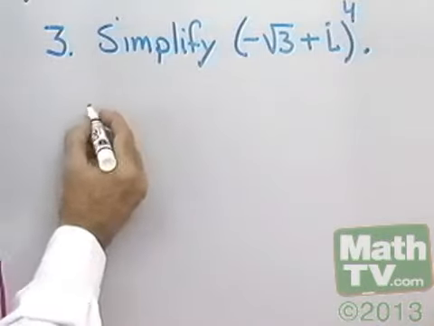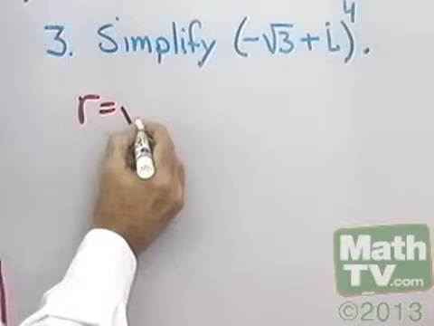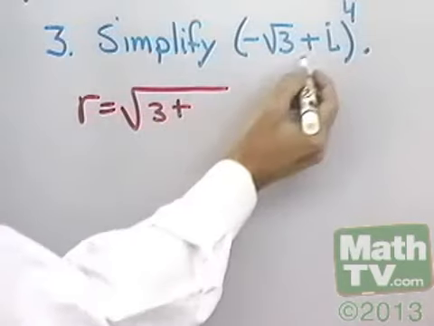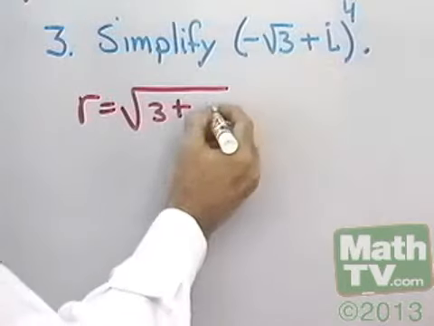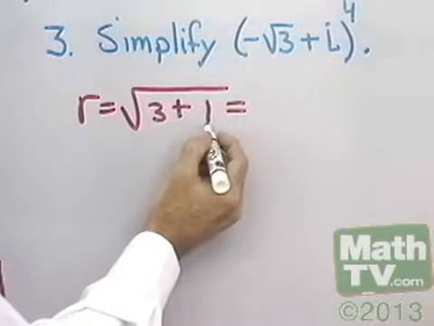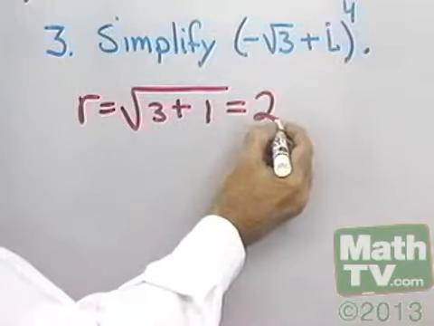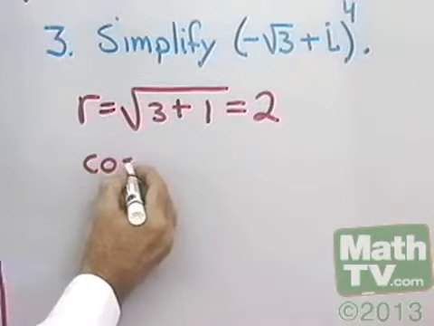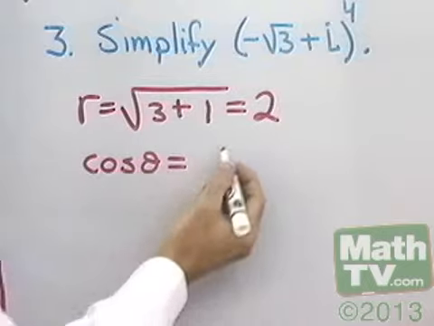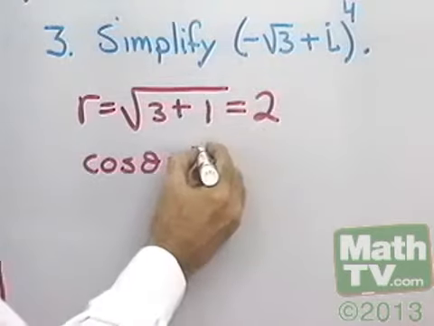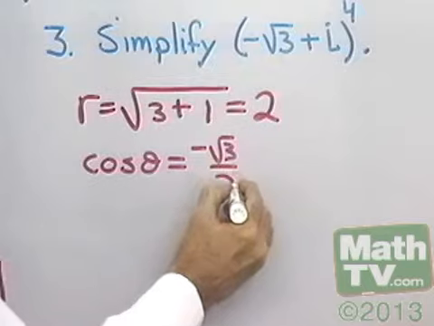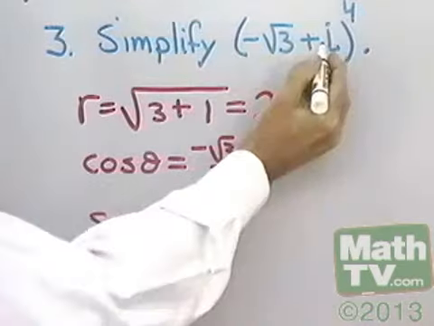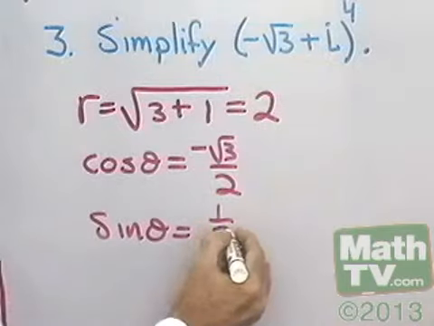So first of all, let me find r. r is equal to the square root of x squared, which will be 3, plus y squared. Well, y is 1, squared is 1. Square root of 3 plus 1 is the square root of 4, so I end up with 2. Now to find theta, cosine of theta is going to be equal to x, negative square root 3, over 2, and the sine of theta is going to be equal to 1 divided by 2, so 1/2.